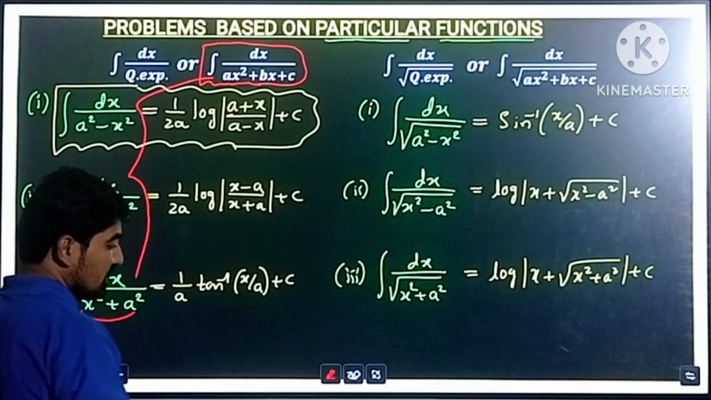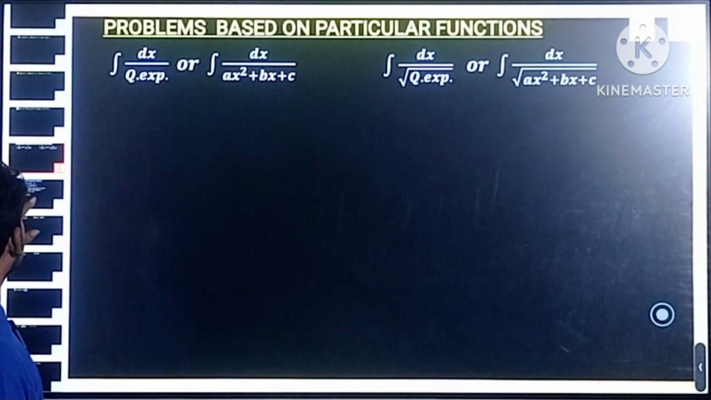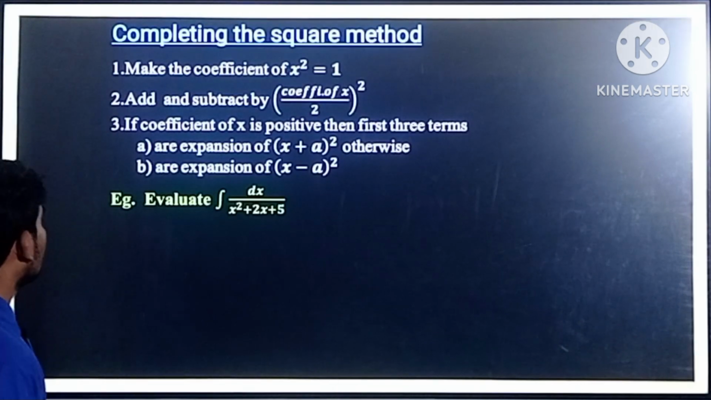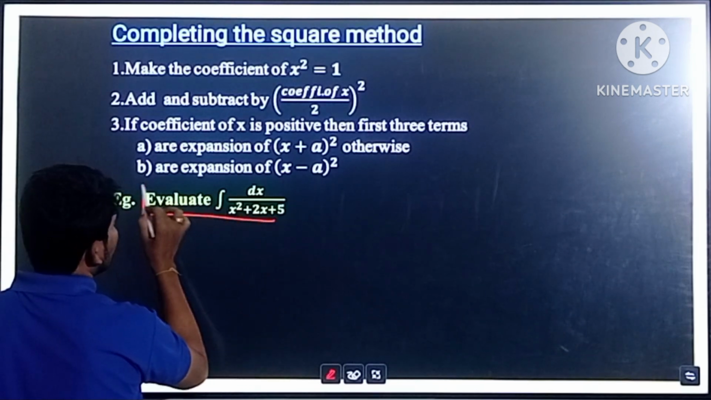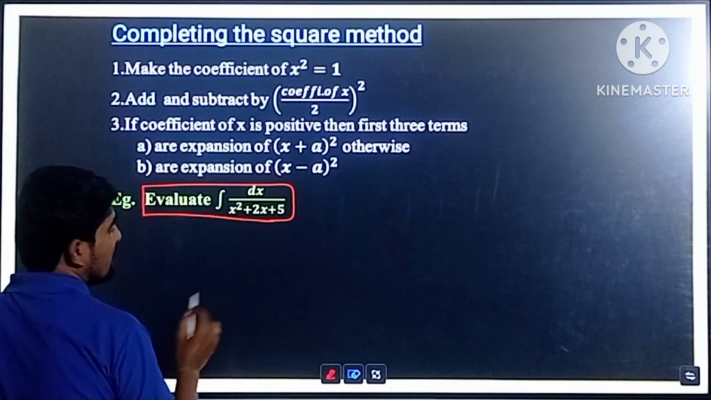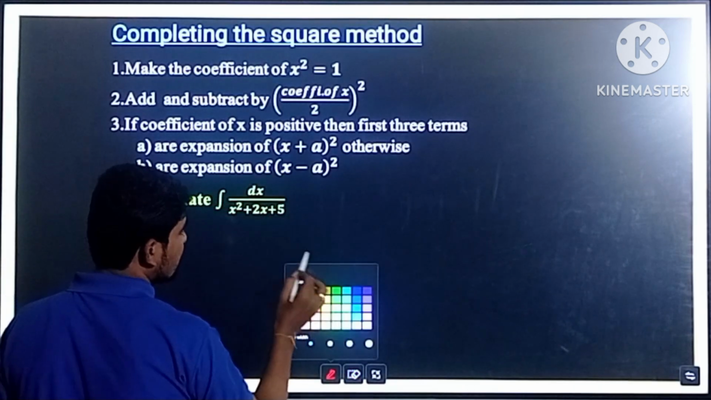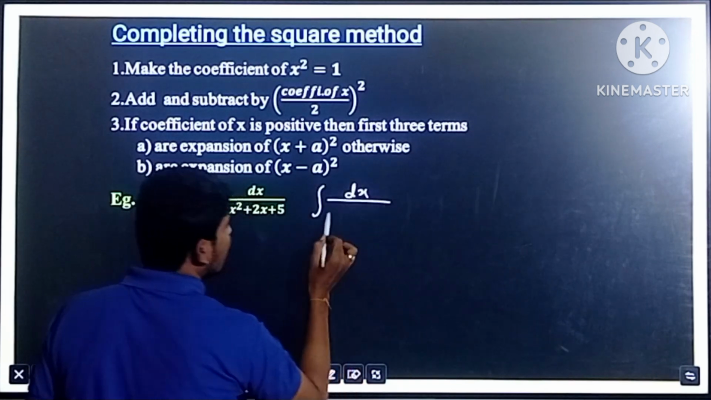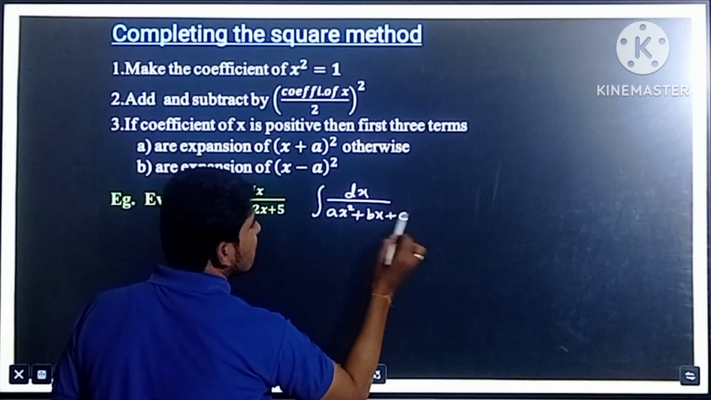So let's start. The first question: evaluate integration of dx divided by x square plus 2x plus 5. Here it is in which form? It is in the integration of dx divided by ax square plus bx plus c form.